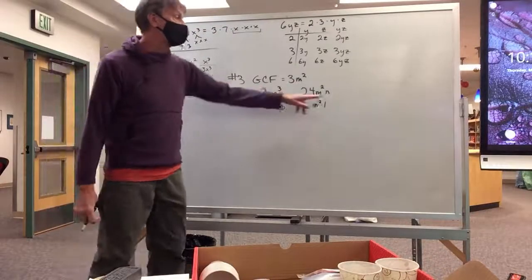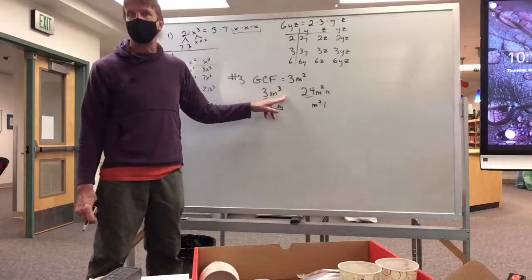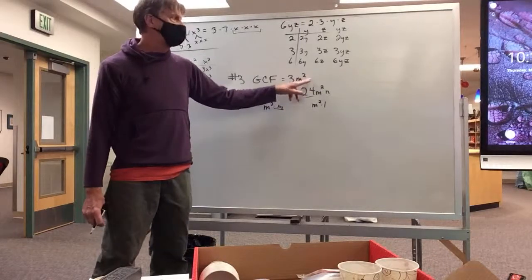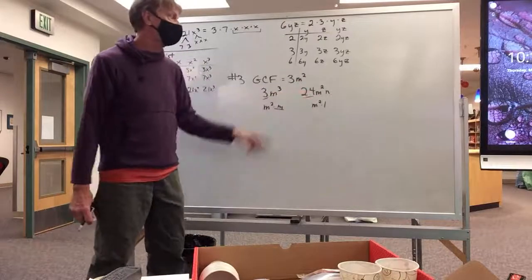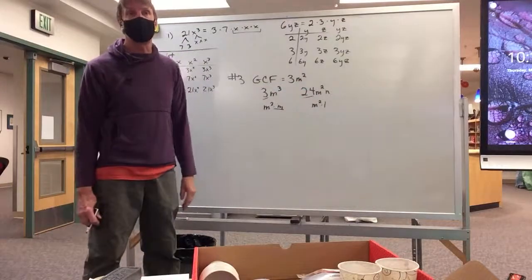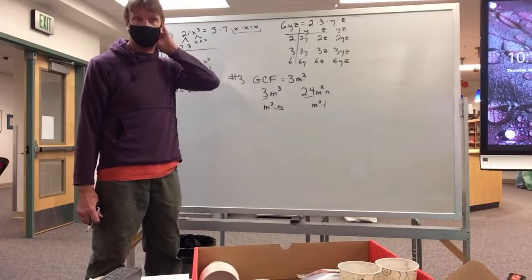Now you look for n's, but there's not an n here. So could I say that n is a common factor? No, it's only a factor of that. So there you are, 3m squared. That's it. Done.